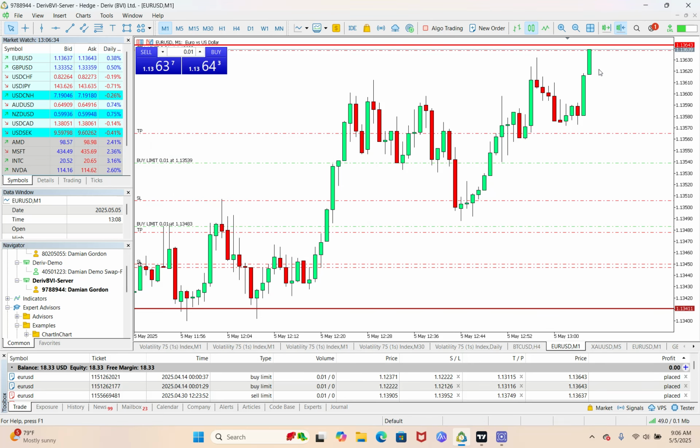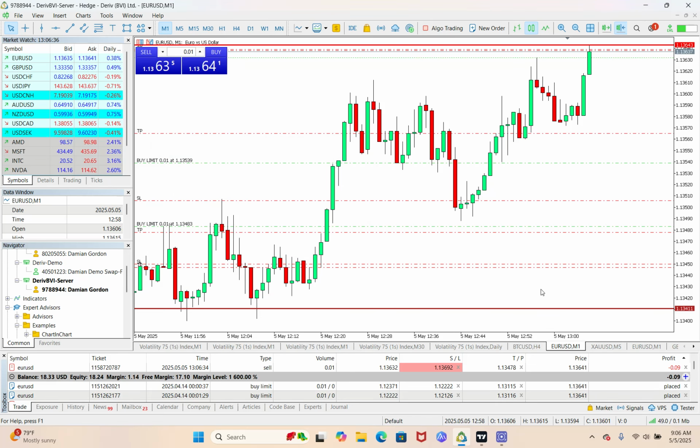Okay, look at that, market went up. Order is triggered. Market is pushing aggressively to the upside. But we missed out on this trade all the way.